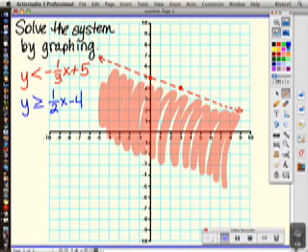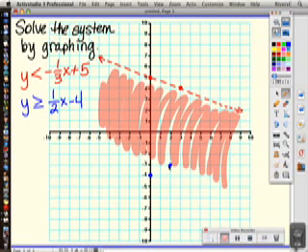Guys, stop. Calm down. We're going to do the blue inequality now. I've got y is greater than or equal to 1/2 x minus 4. Where do I start? Negative 4 on the y-axis. And I'm going to go up 1 and over to the right 2.